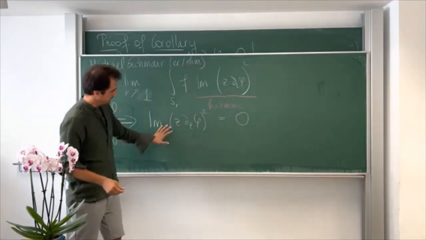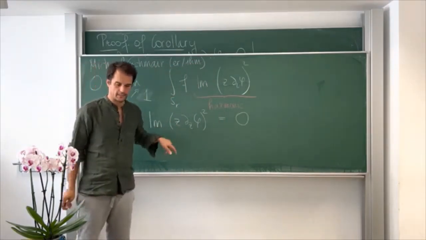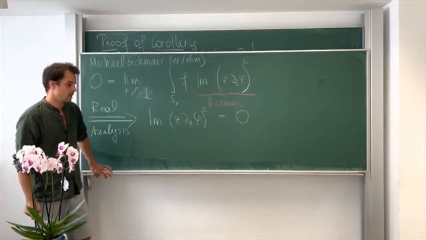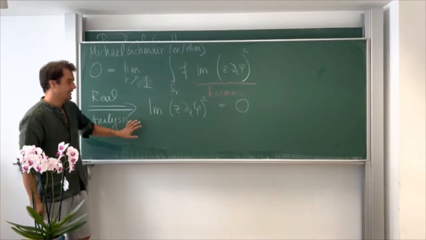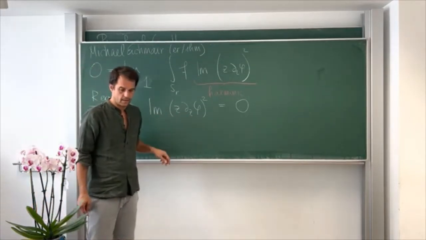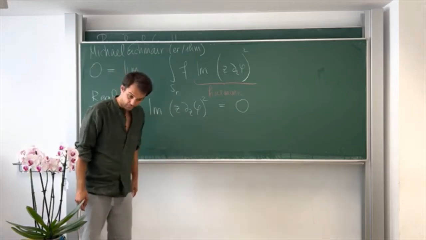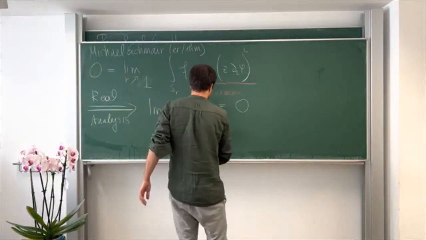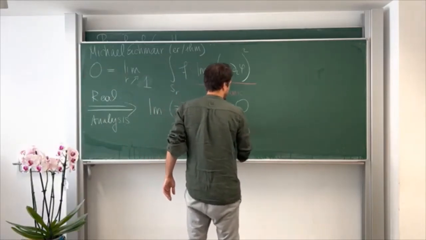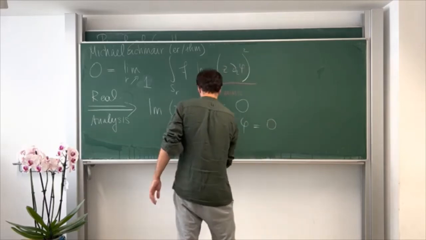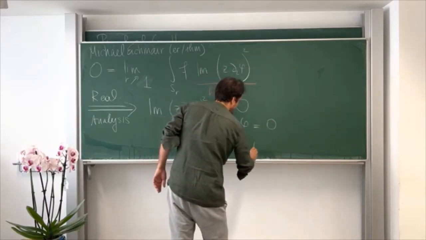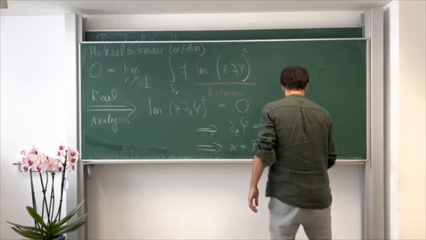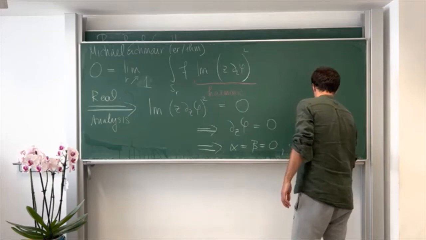And now, when the imaginary part of a holomorphic function vanishes, then the function is a real constant. And now this holomorphic function here vanishes at the origin, when z is equal to zero. So this implies that the holomorphic function itself is equal to zero. So alpha is equal to beta is equal to zero. And this means that phi is weakly conformal.